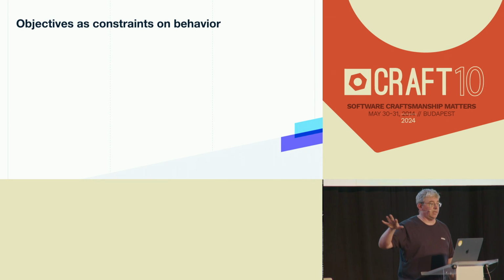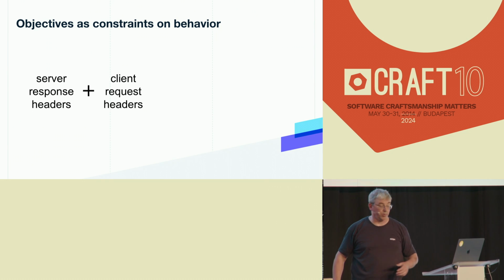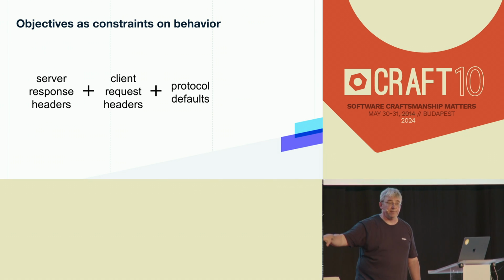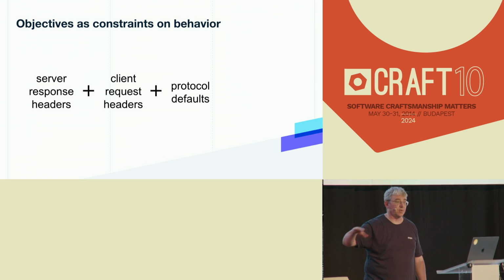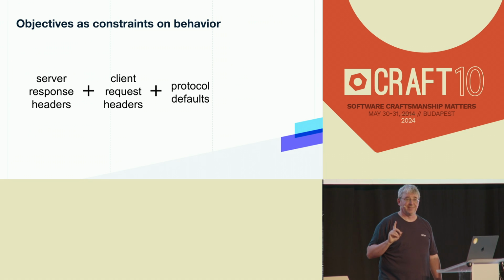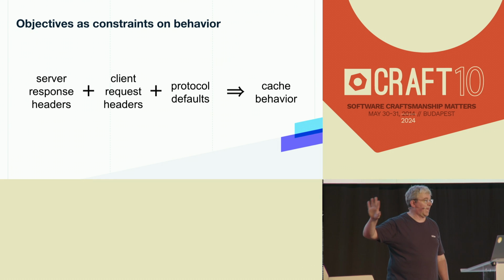So the way that we really think about objectives in this case is that they are constraints on behavior. In the case of an HTTP cache, I've got the headers that the server sent when it generated the original response. I've got the headers that the client is sending as it's coming to make a subsequent request. There are protocol defaults. For example, by default, you cannot cache the result of a POST request. But if the server says you can, then you can, right? All of these things together put constraints on the behavior of the cache, right?